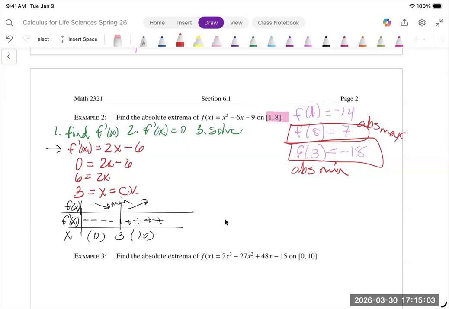Then if I choose 10, that's 1 minus the natural log of 10 over 100. The natural log of 10 is about 2.3, so 1 minus 2.3 is a negative number. So this is indeed a max. Not only is it a max, but it is the absolute max. So we have an absolute max at x equaling e.